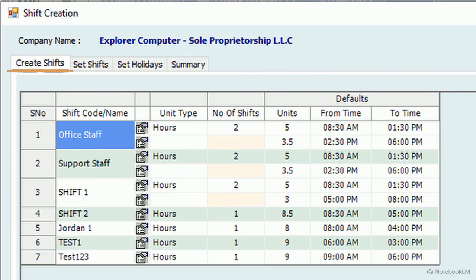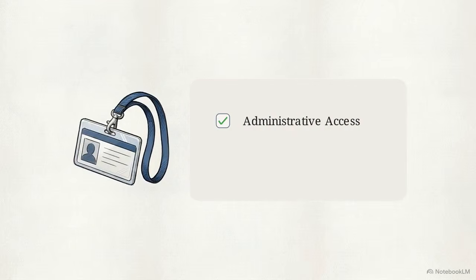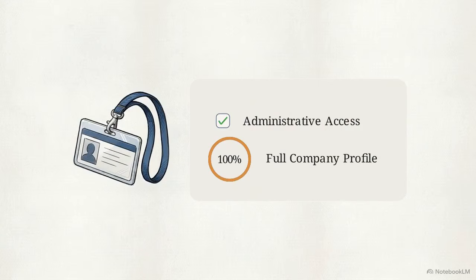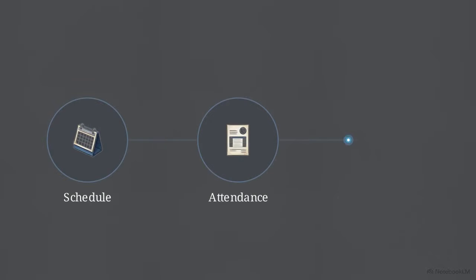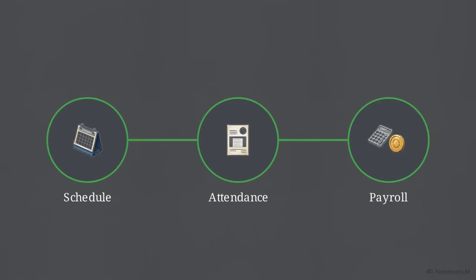This is the shift creation window. Our objective here is to build a complete company shift schedule from scratch. Before making these assignments, confirm that you are logged in with administrative access and that your general company profile is fully populated. Locking in this schedule structure upfront guarantees that all daily attendance data flows logically, which prevents calculation errors by the time it reaches your payroll department.